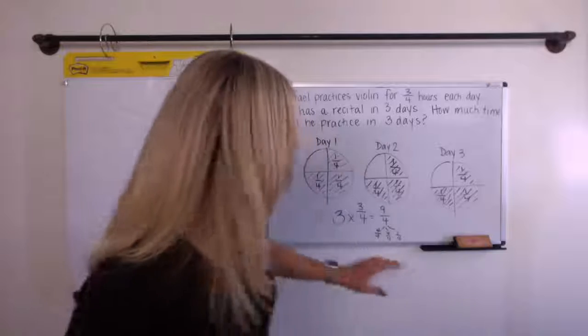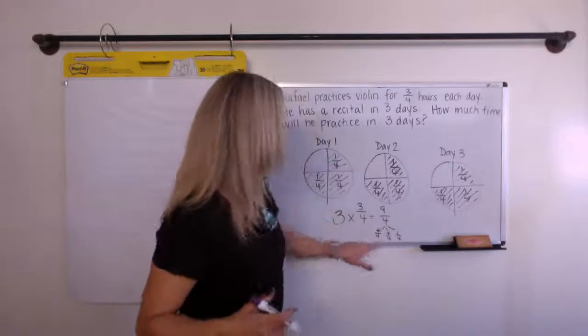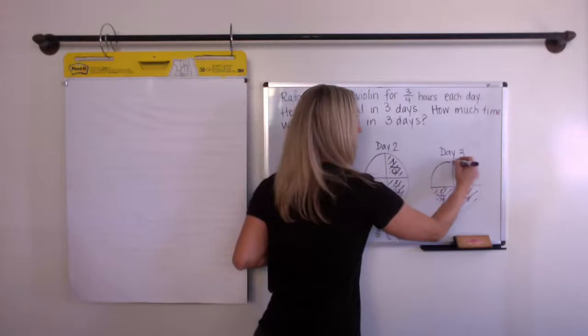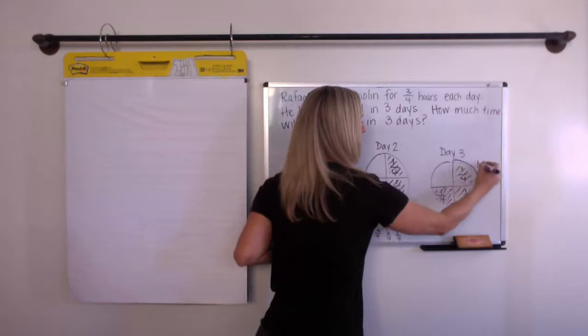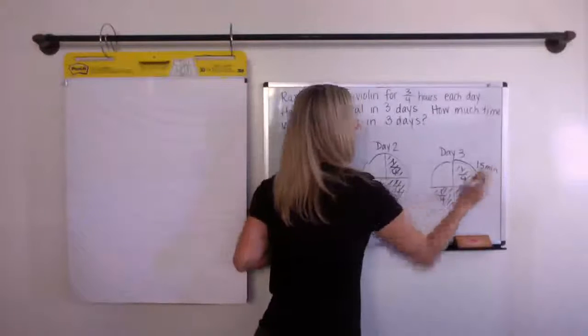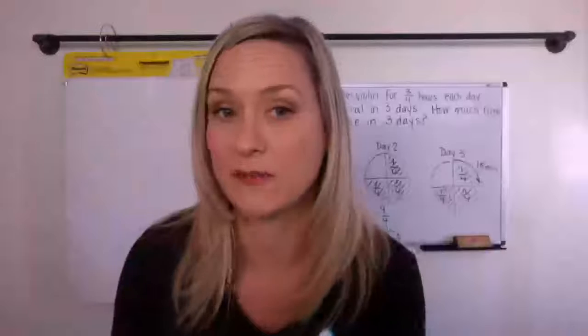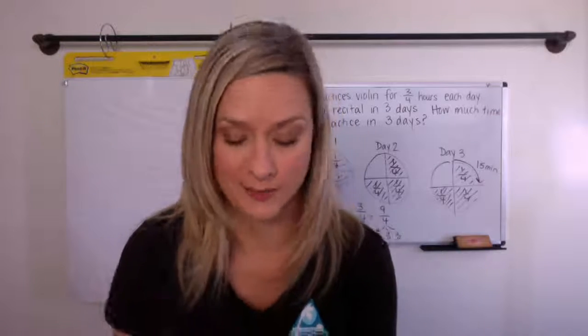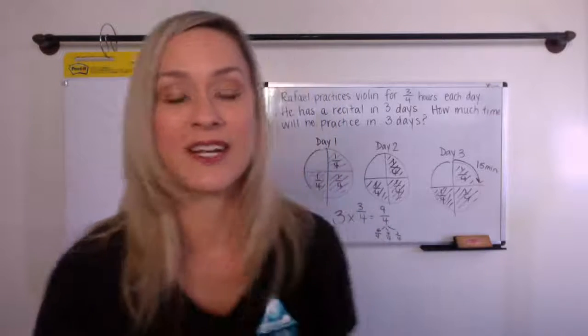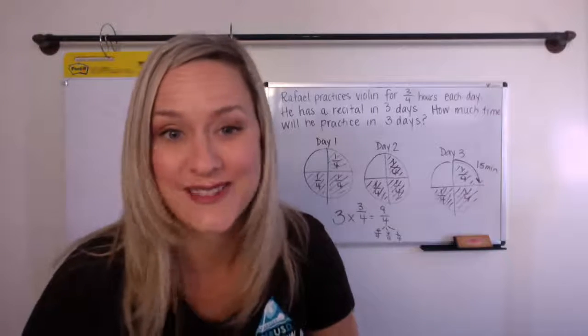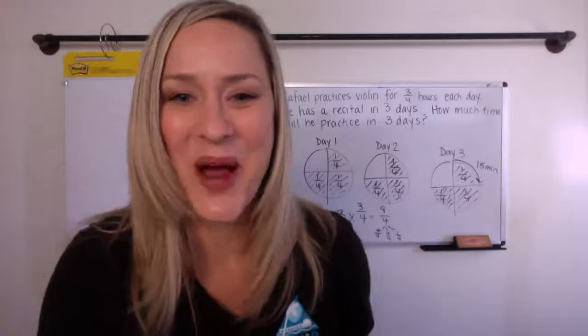Okay, so now I know he's going to practice 2 hours and 1/4 of the next hour. So that would be 15 minutes. Right? So he is going to practice 2 hours and 15 minutes before his recital, right? Now, the answer to the question is just 9/4. We just did a little bonus, right? A little bonus with our thinking.